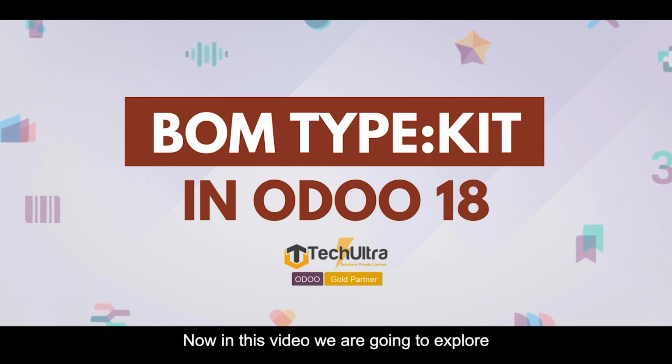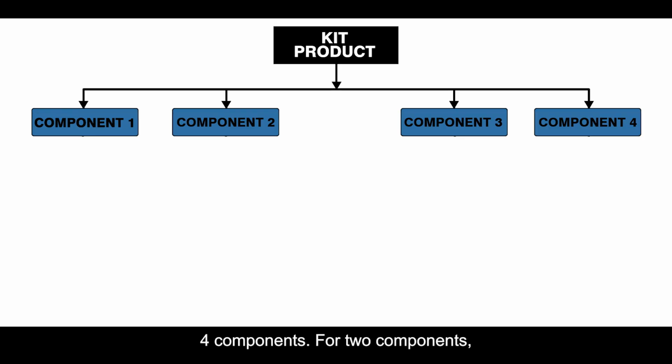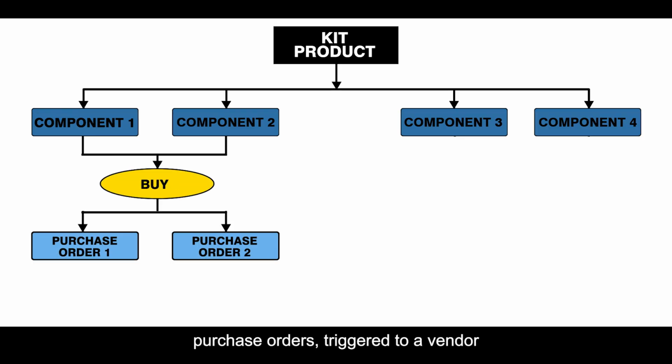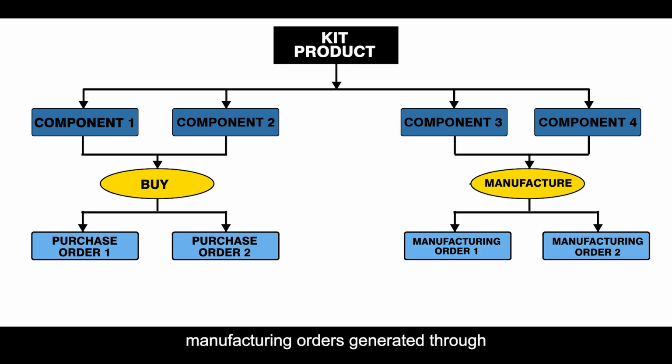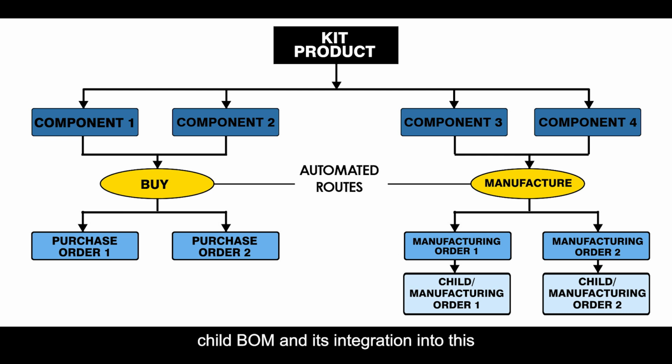Now, in this video, we are going to explore the Kit BoM type through a practical business case study. Specifically, we will examine a scenario involving four components. For two components, procurement will be handled through purchase orders triggered to a vendor, while the other two components will be manufactured in house using manufacturing orders generated through the automated routing. Additionally, we will discuss the concept of a child BoM and its integration into this process.